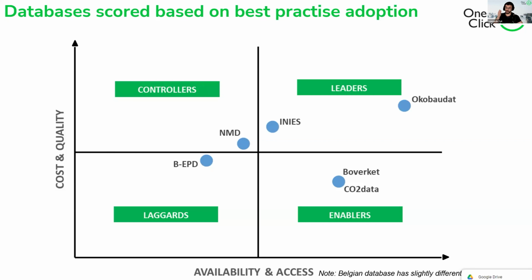Leaders are cheap, very high quality, very available, and then laggers are the ones that are behind and have basically no availability, no access, fairly expensive and/or low quality. And then we have the enablers that have fairly lower quality, maybe a little bit of a higher cost, and then availability and access, although is very much on the top range.